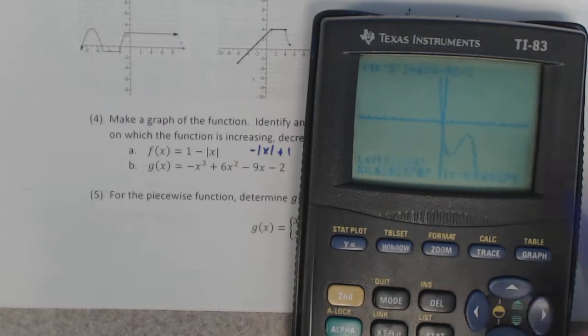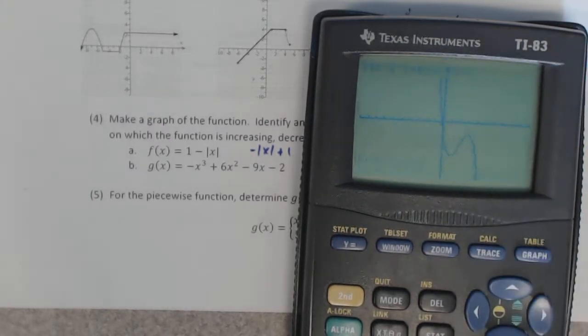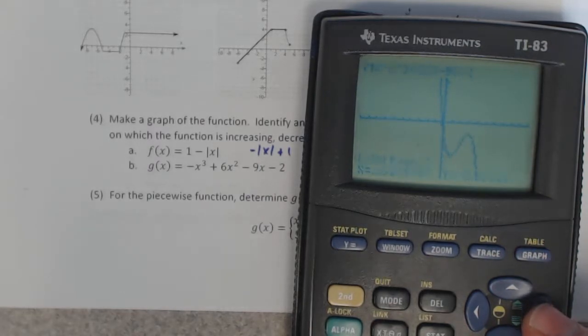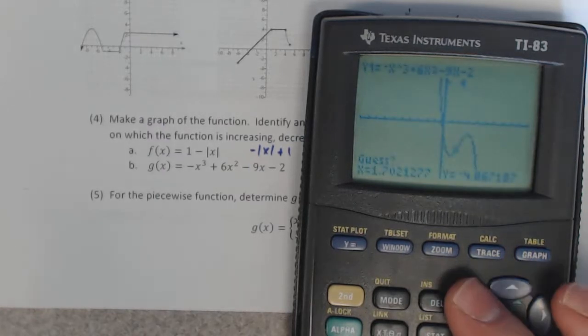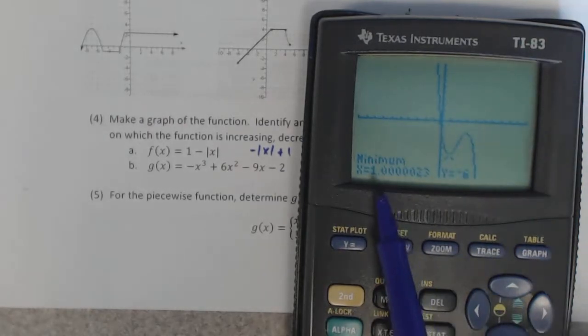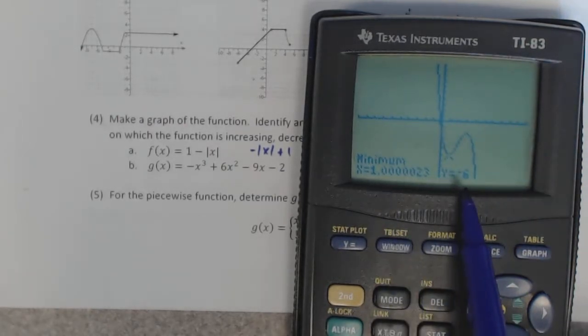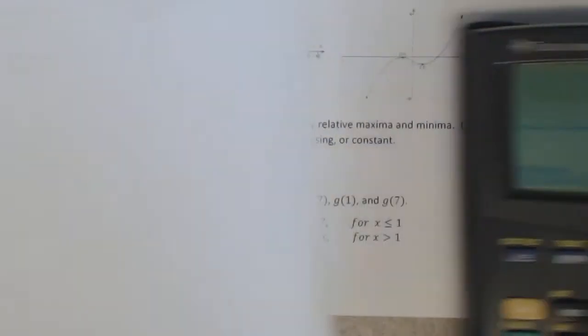So I have to tell it to start on the left side of it right here, the left bound. Here's the left side of it, hit enter. And then the right side, be on this side of it. Hit enter, and I try to go as close as I can, hit enter. That minimum occurs at (1, -6). Let's graph this up.